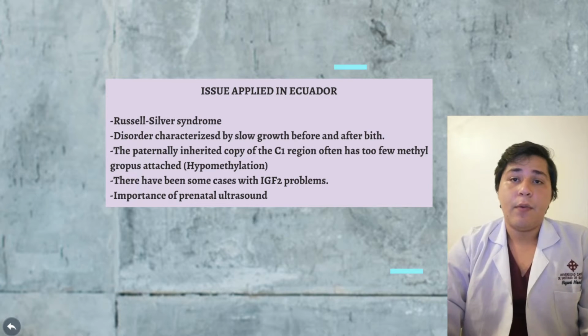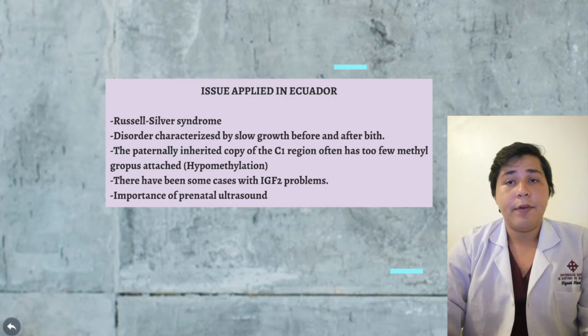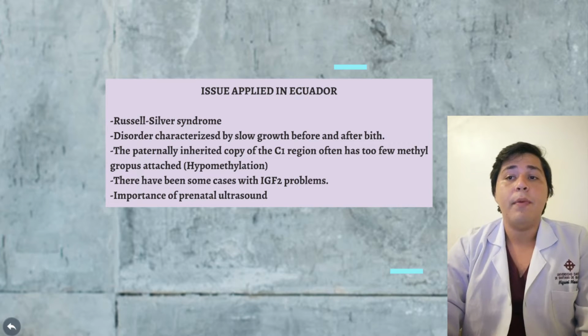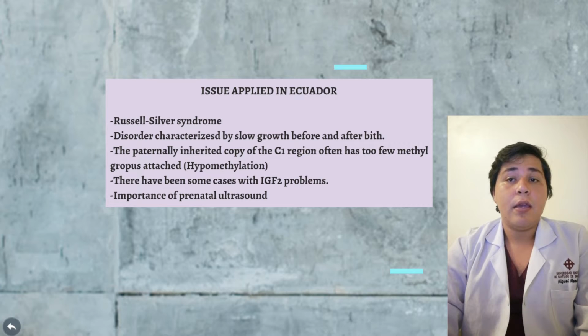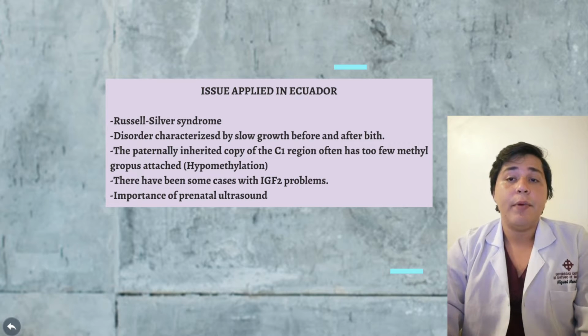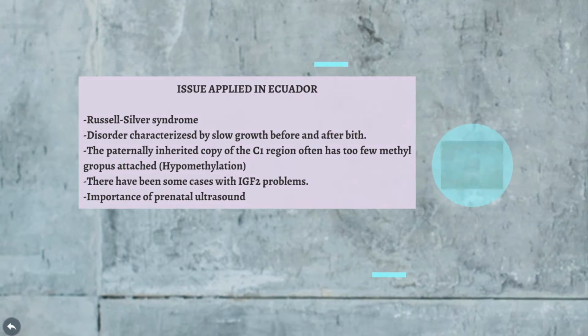Russell-Silver syndrome is a disorder characterized by slow growth before and after birth. Their paternally inherited copy of the chromosome 11 region often has two methyl groups attached. There have been some cases with IGF2 problems. Importance of prenatal ultrasound.